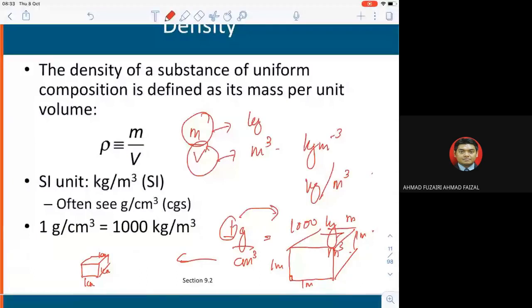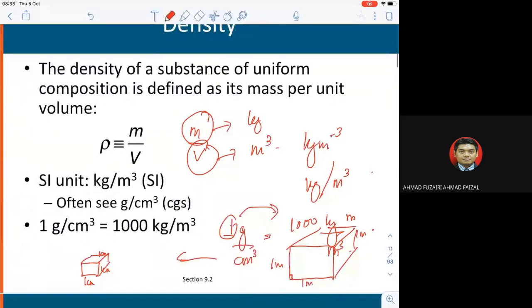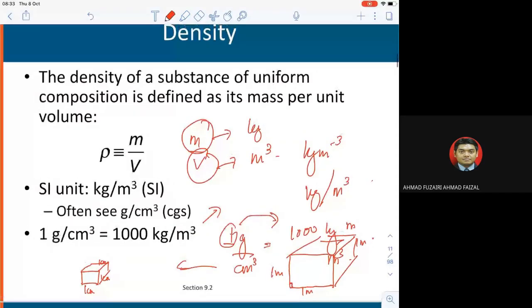But in terms of mass, 1 gram in a centimeter cubed is equivalent to 1000 kilograms per meter cubed. We can prove this using conversions, but try to remember that the SI unit for density is kilogram per meter cubed.